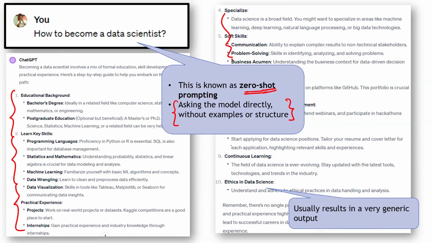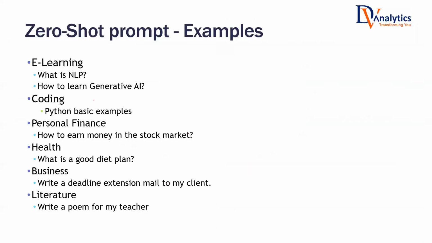But most often, this is a very lengthy generic output that you will get. Some of the zero shot examples are: what is NLP, how to learn generative AI, give me some examples of Python, how do you earn money in stock market, what is a good diet plan, write a deadline extension mail to my client, write a poem on my teacher.